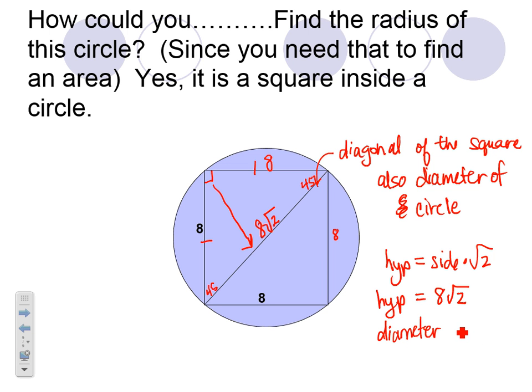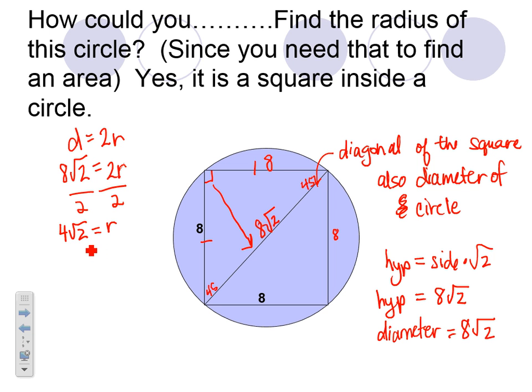Okay, so now that I have a diameter, I can find the radius. Remember, diameter is equal to 2r. So the diameter, 8 square roots of 2, equals 2r. And so I can divide both sides by 2. And my radius, 8 divided by 2 is 4 times the square root of 2. So that's my radius. Now I want to find, oh, that's all I want to find. I want to find the radius of the circle. I just found the radius of the circle. That's all I needed to do.